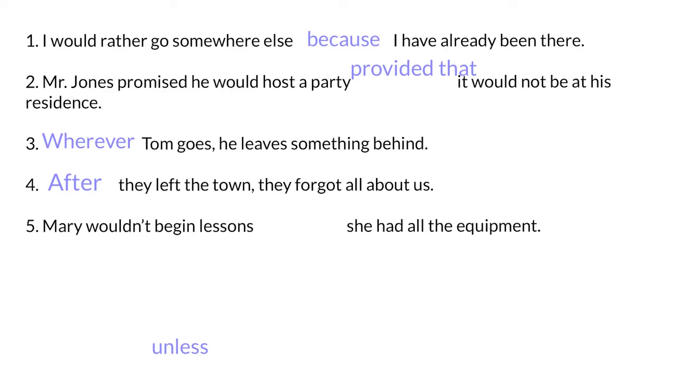So we have our final one. Mary wouldn't begin lessons unless she had all the equipment. So just like this condition, unless shows a condition. She wouldn't start her lessons unless she had all the equipment. Remember, we use subordinating conjunctions to join dependent clauses and independent clauses. Now is the time for you to do some exercises independently.